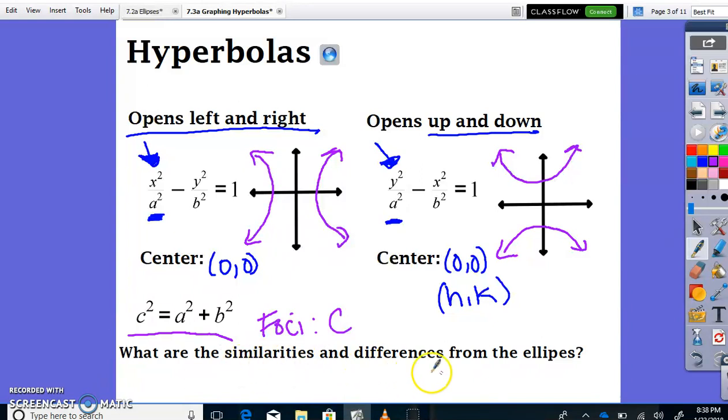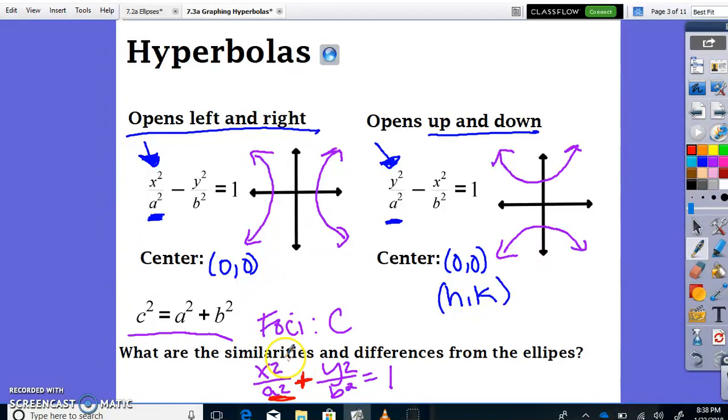So what are the similarities and differences from the ellipse? Well, remember, the ellipse's equation was x squared over a squared plus y squared over b squared equals 1. So they're similar, as in you have the a squared, the b squared, and they're both equal to 1. One main difference is that in the ellipse it is plus, and in the hyperbolas it's minus. Another key difference is that the a squared was always the bigger value.